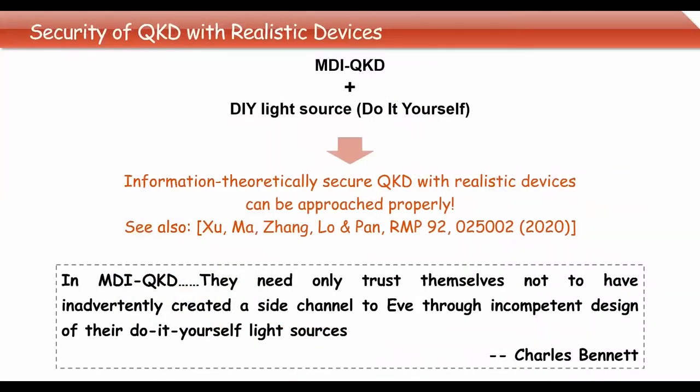Later on, Charles Bennett mentioned that MDI QKD plus a DIY light source, meaning do it yourself, where you trust the source yourself, can provide information theoretical security. It can be approached properly. We have a Reviews of Modern Physics paper to discuss all this, and if you're interested, you can read this paper.